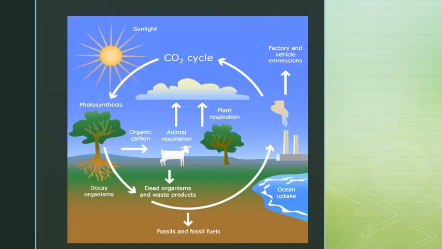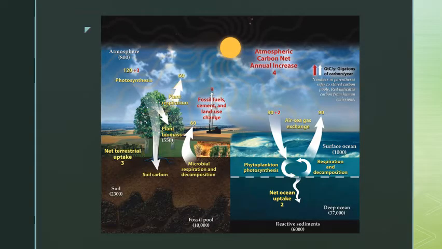The carbon cycle is the way carbon cycles through the atmosphere, the earth, and the organisms. Here's a really dramatic picture of the carbon cycle showing the sun and plant photosynthesis, and then the carbon going all the different directions.